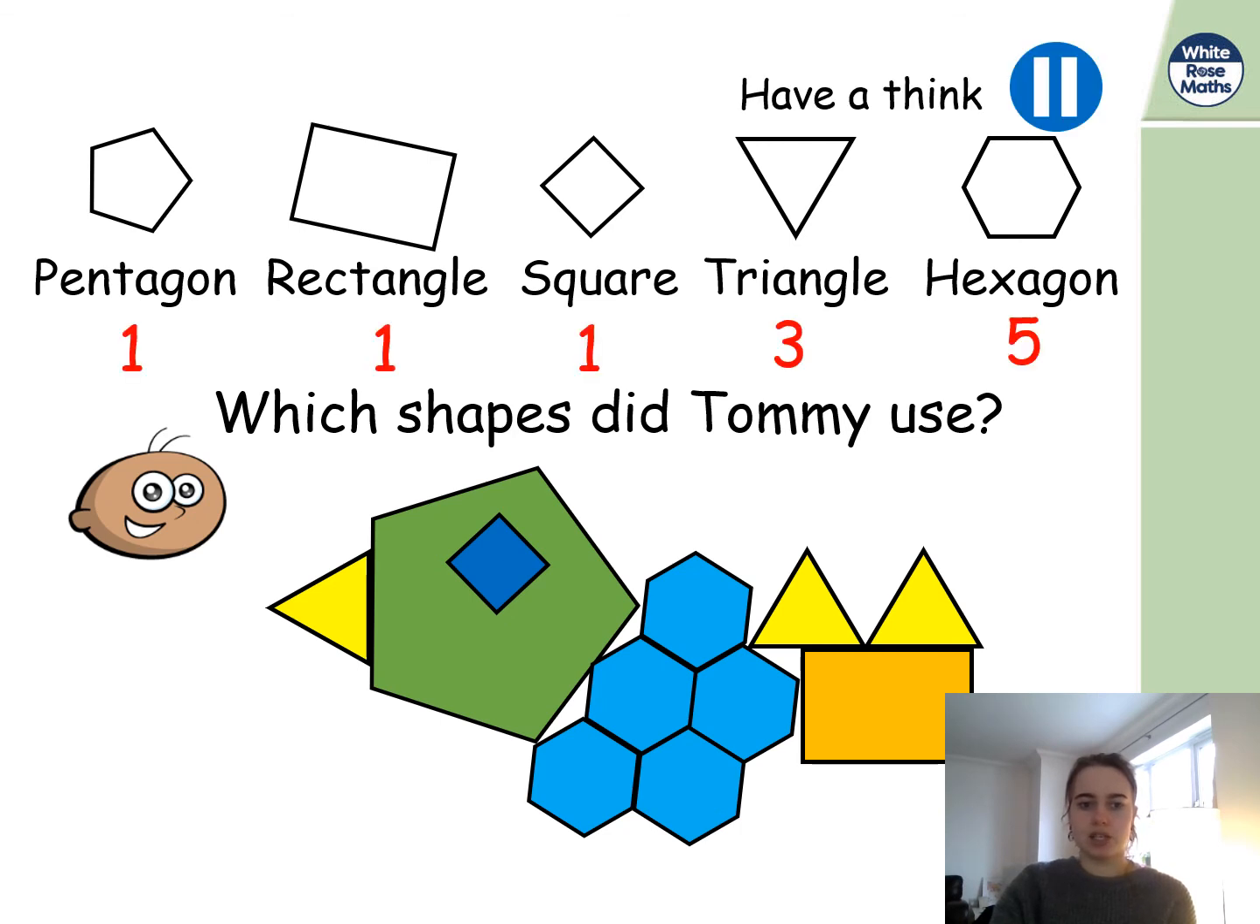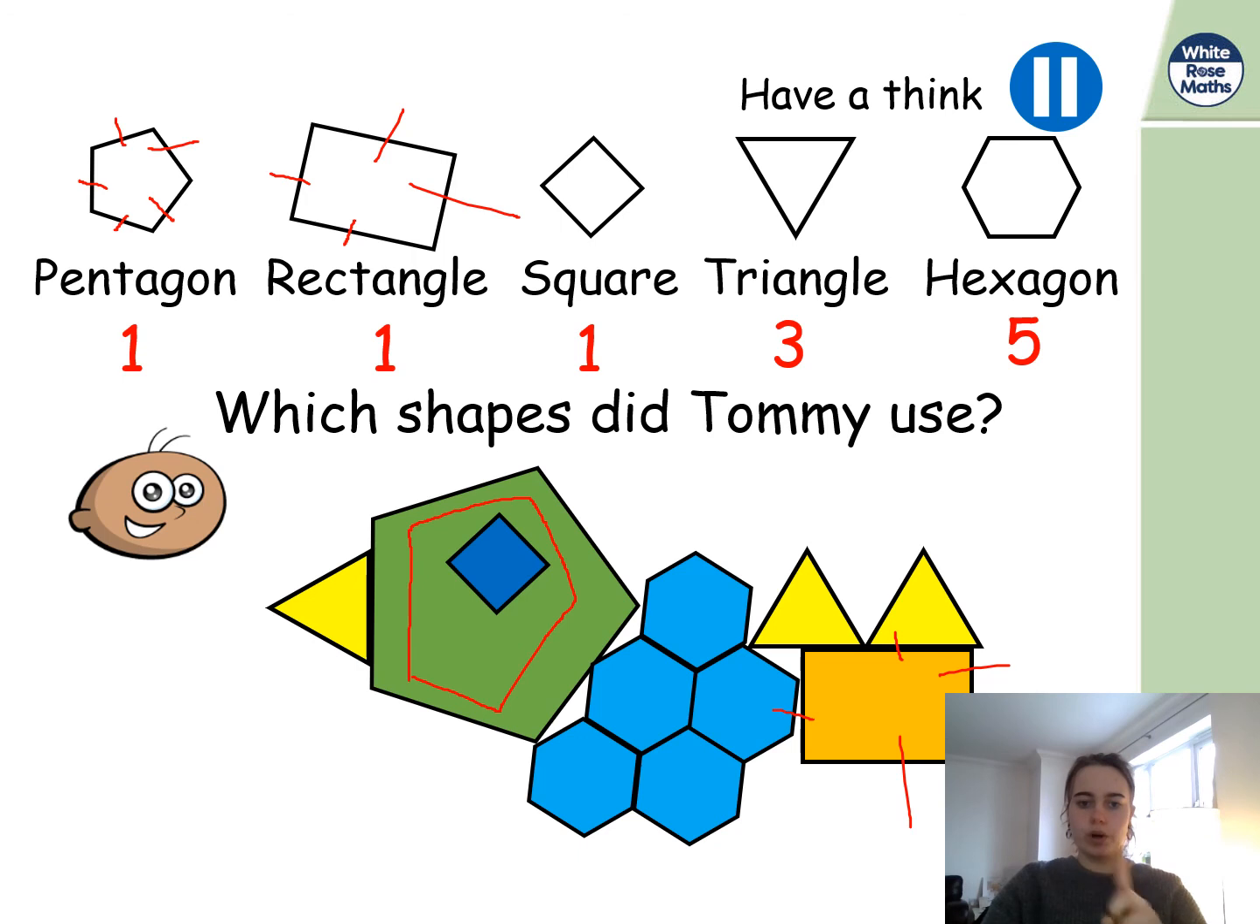So Tommy has used 1 pentagon. So we've got the pentagon, it's this big one here. Couldn't even spot it. That is our pentagon, the big green shape. It's got 5 sides, just like the 5 here. 1, 2, 3, 4, 5. He's used 1 rectangle over here. 1, 2, 3, 4 sides, just like the rectangle up here shows us 4 sides.